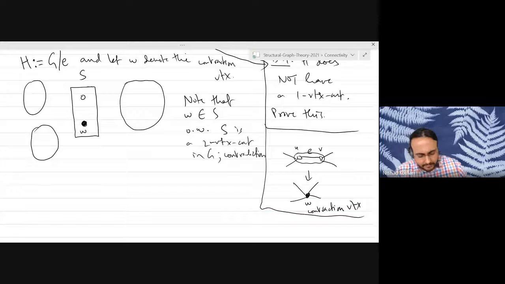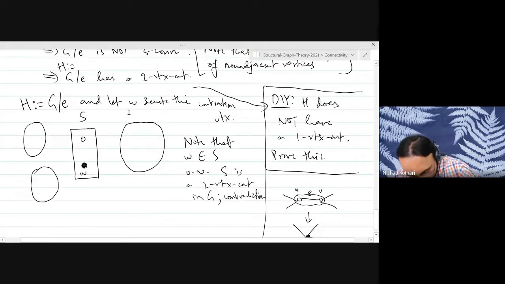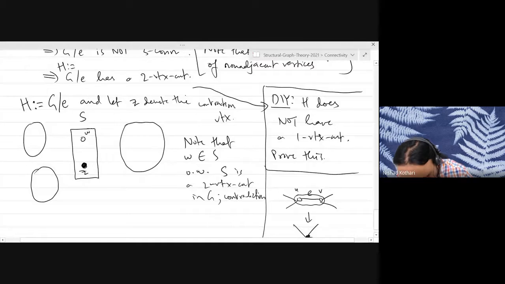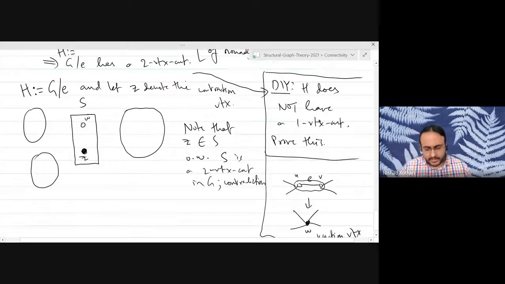In fact, let me change the notation slightly here. Let me call this guy W, and this is the contraction vertex Z. So the contraction vertex is Z.